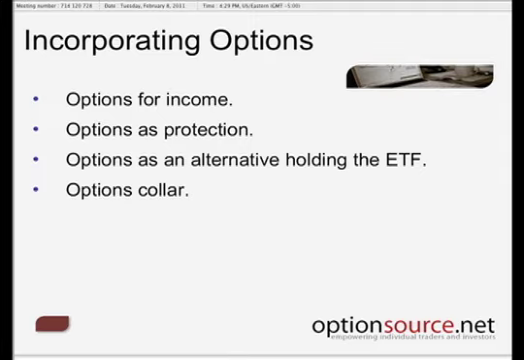And one of the things that when you incorporate options into your portfolio, you can utilize options for income. You could use options as protection. You can use it as an alternative to actually owning the ETF. And you could also create what are called option collars. And I wanted to cover each one of those strategies in a little bit of detail. Obviously, within an hour, I'm not going to be able to delve into the intricacies of the process. But the real purpose here is to give you all some ideas of what is available out there that you can incorporate into your ETF portfolios.